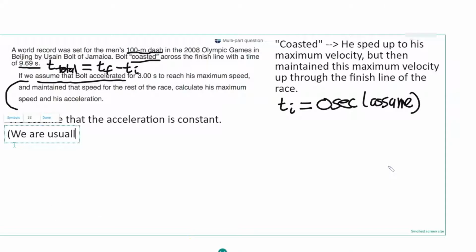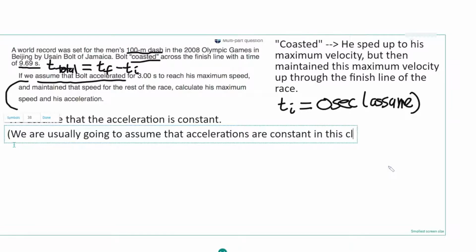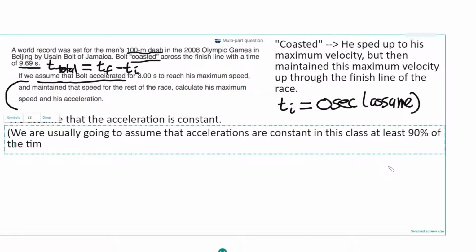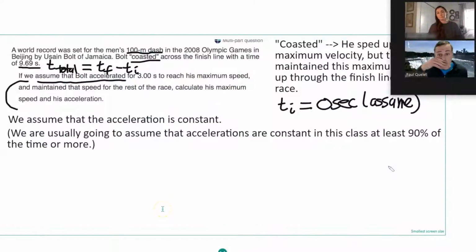We are usually going to assume that accelerations are constant in this class at least 90% of the time or more. Now, the reason for that is because whenever you have a non-constant acceleration, it would look like this in the speedometer. Like it'd be sudden jerking of the car or something. So that's a little harder to deal with, and a little harder to calculate with.